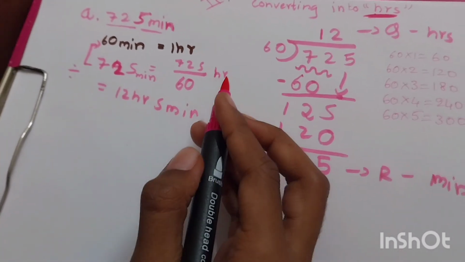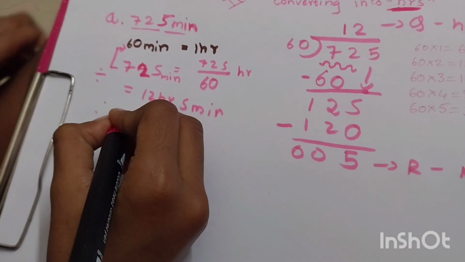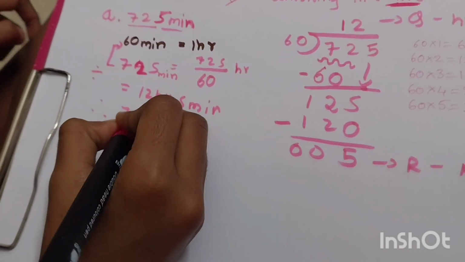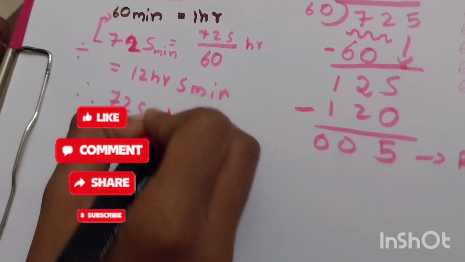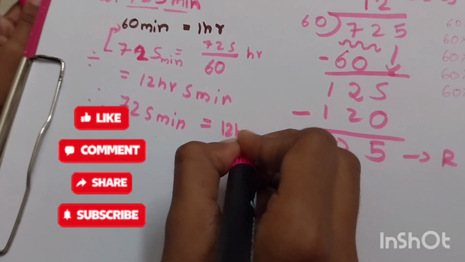Therefore, 7:25 minutes equals to? Therefore, 7:25 minutes equals 12 hours 5 minutes.